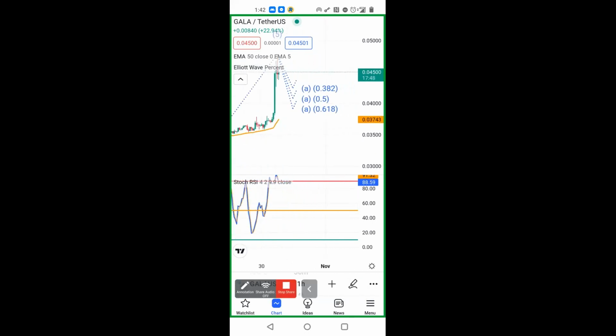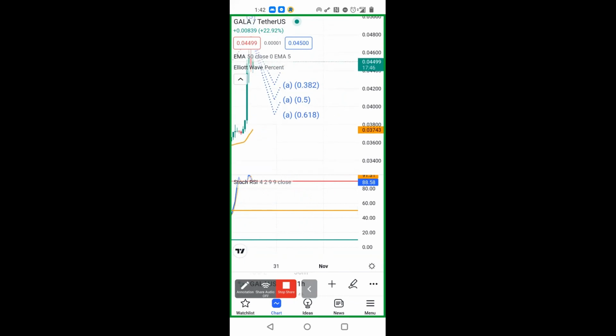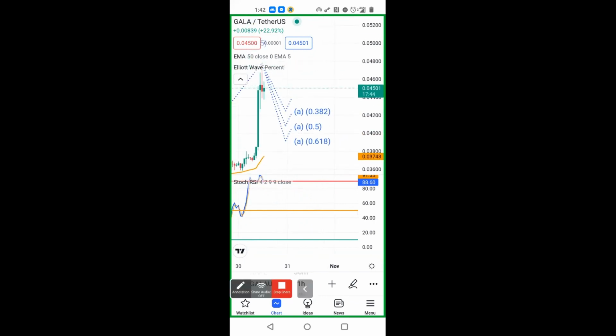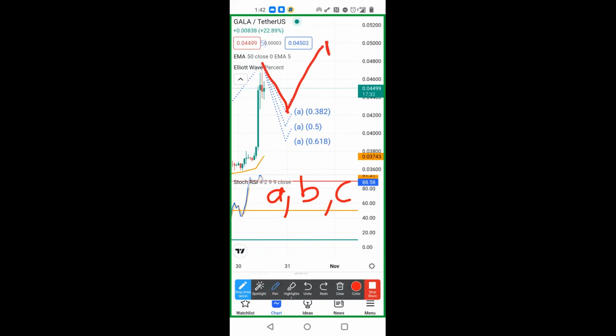Now, the collective waves are A, B, and C. A is bearish, so once it forms A, then it will form B. B will be around here. So A is bearish, B is bullish, and then it will form C. And C is bearish. Each wave, either it is 1 to 5 or A, B, and C, has 5 subwaves.